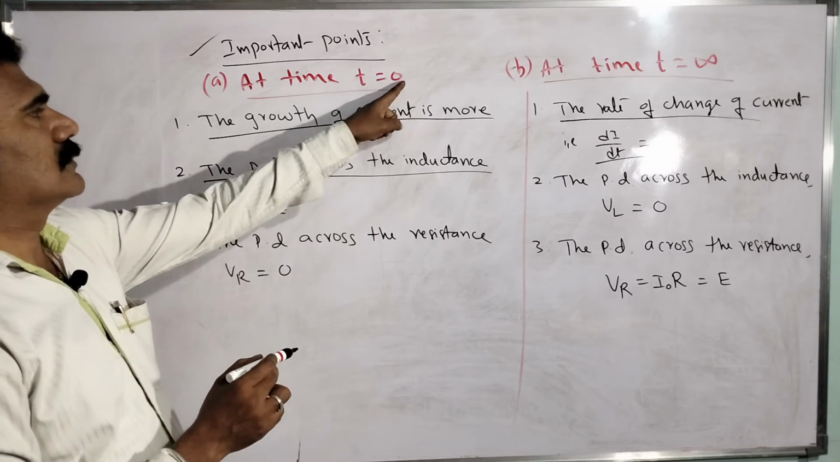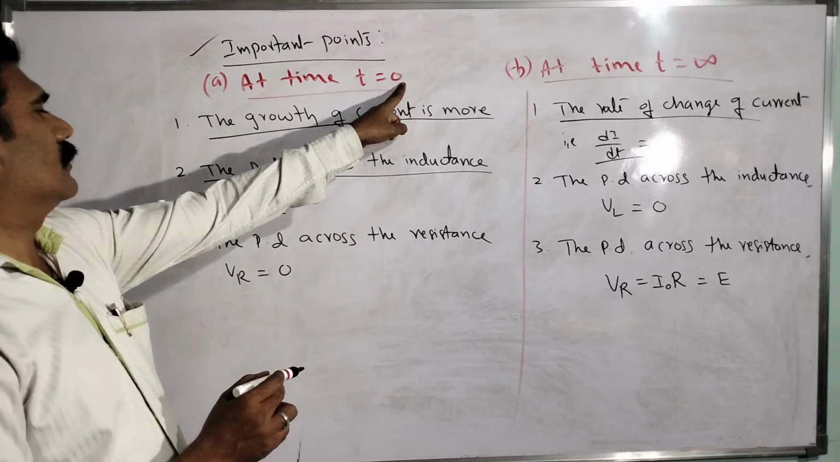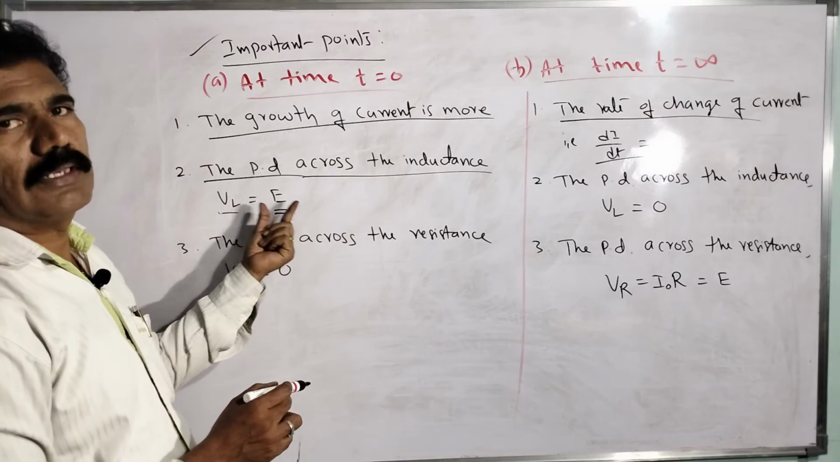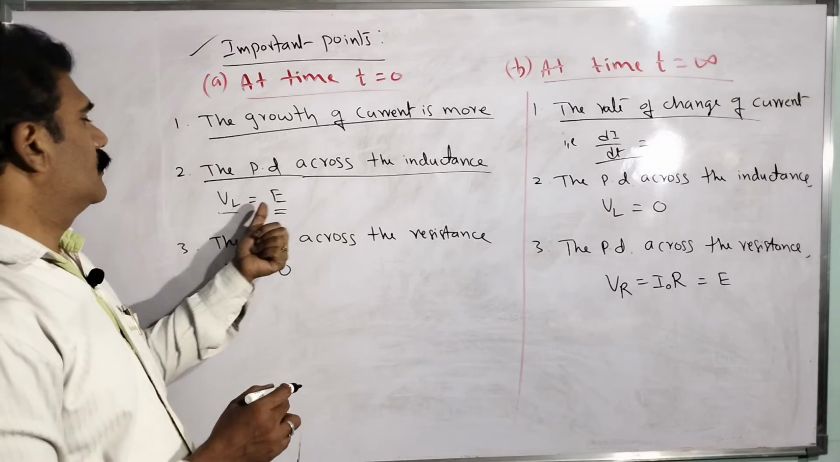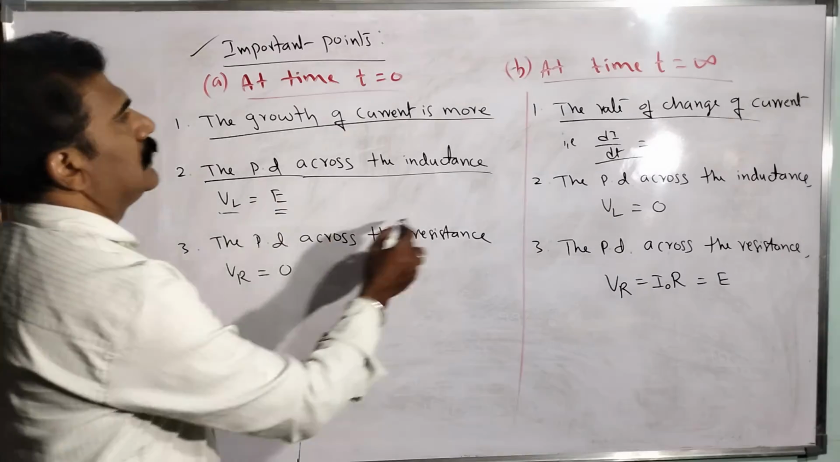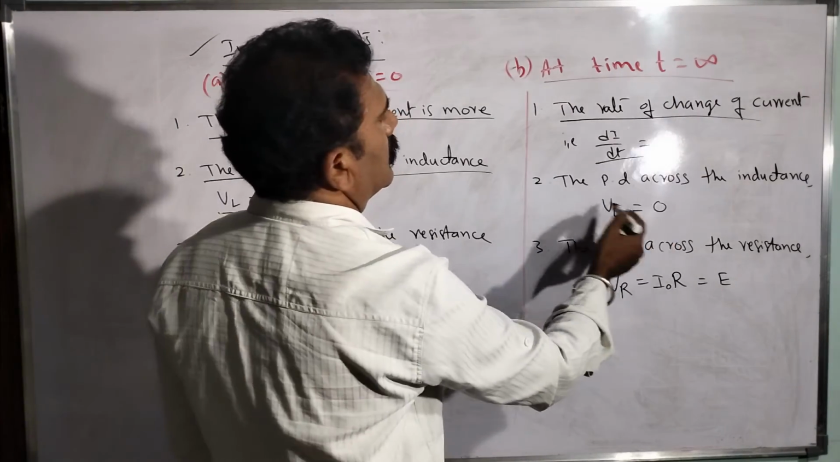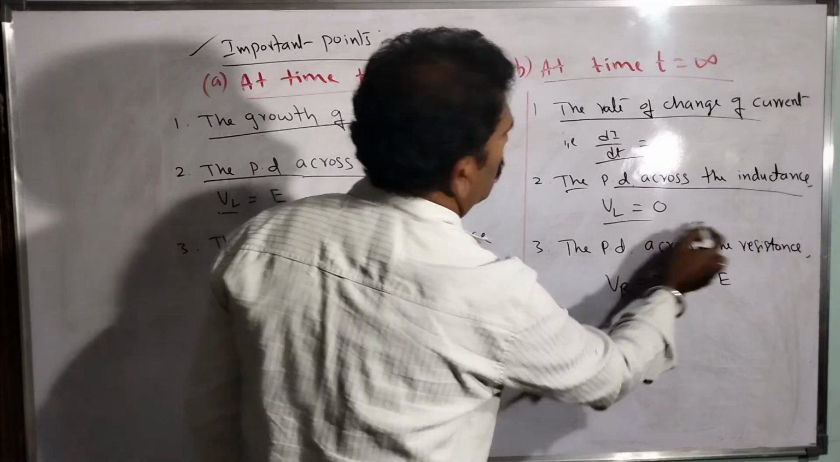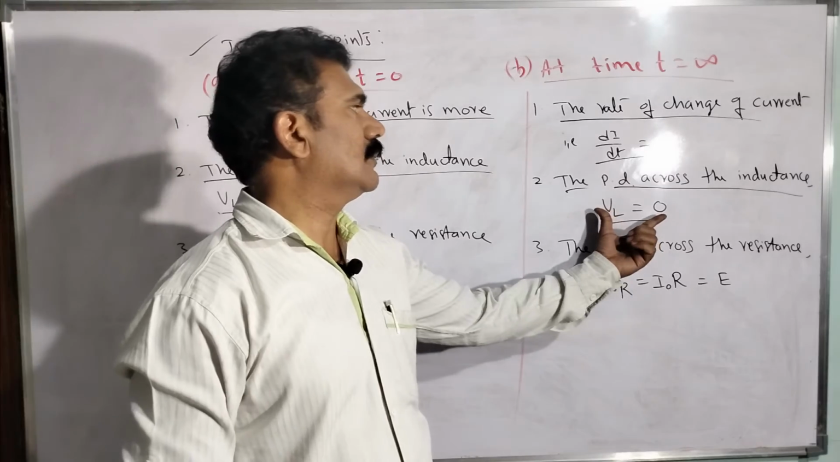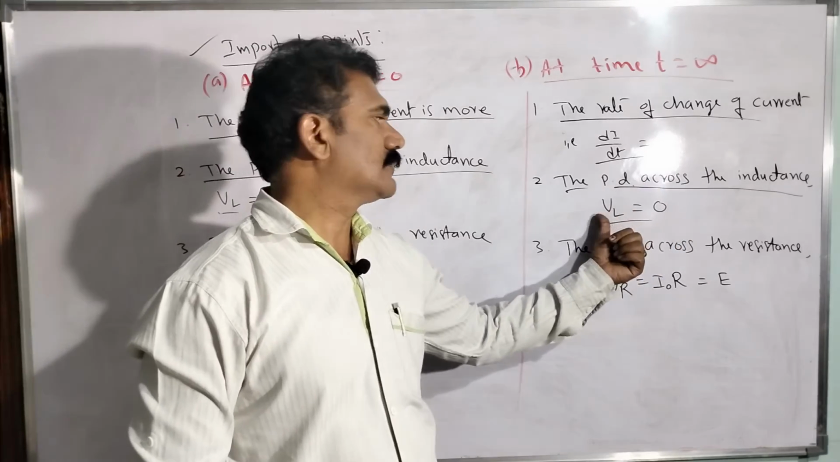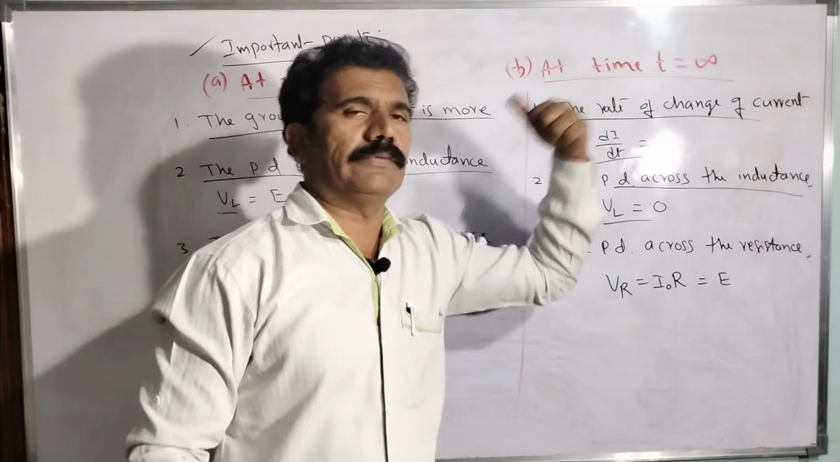Okay, when time t equal to 0, whatever the supply voltage, you can obtain exactly the same voltage across the inductor here, that is VL equal to E. And similarly in the case of time t equal to infinity, the PD across the inductance VL is equal to 0. Finally there is no PD across the inductance, and hence VL is equal to 0 at time t equal to infinity.